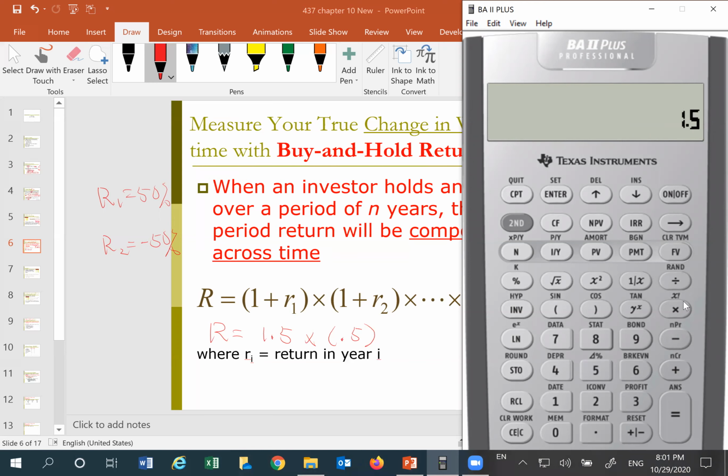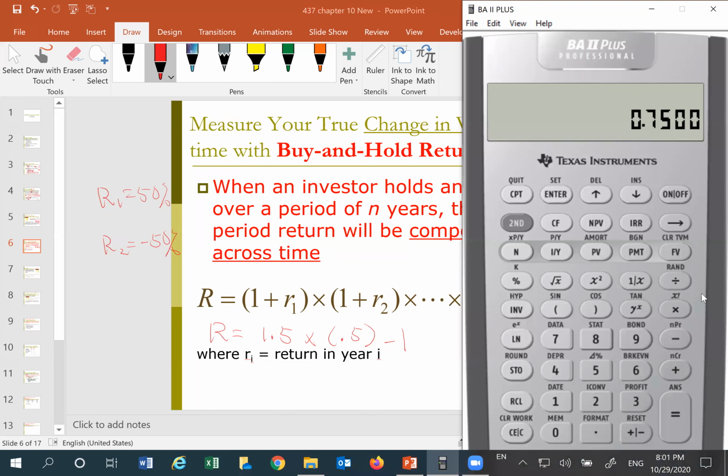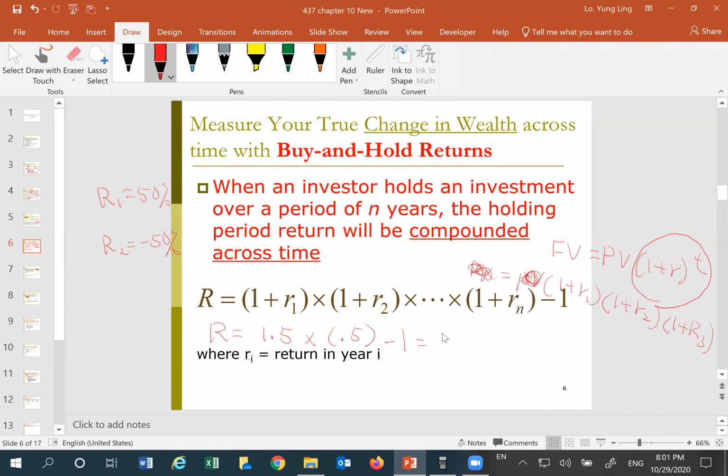1.5 times 0.5 gives me 0.75, right? 0.75, but I need to minus 1. So once I press minus 1, it will tell me that I have lost, this is a negative 25%. That means I have lost a total of 25% of my money. So negative 25%. And that's exactly what we saw here, okay?